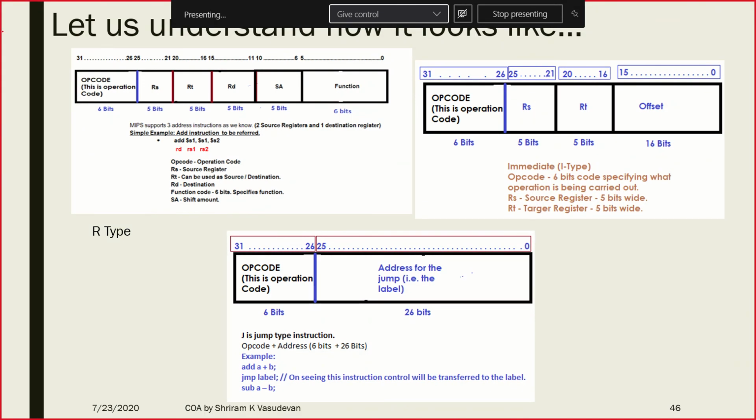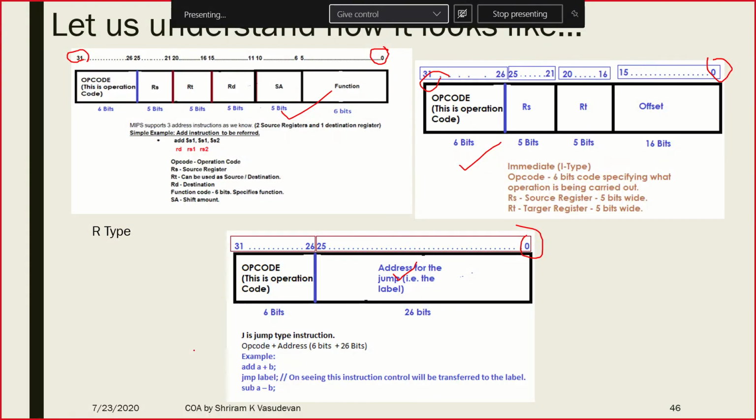All the MIPS instructions are 32 bits wide. I made it very clear already. It starts with 0, it ends with 31, and the same is the case here as well. This is R type, this is I type, this is J type. Sir, what is it, sir? Very simple, I'll tell you.